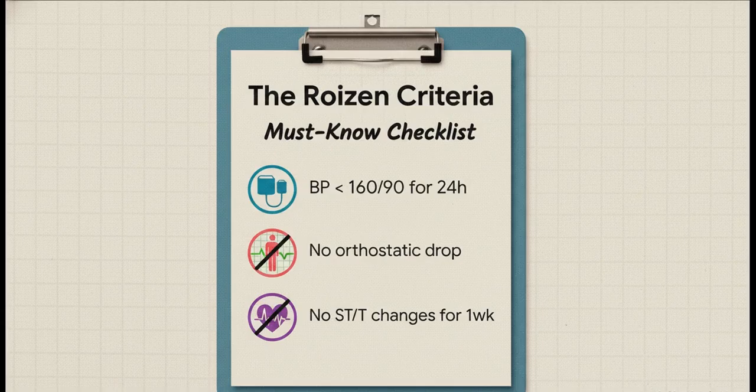We need to see blood pressure strictly less than 160/90 for the 24 hours prior. We need no orthostatic hypotension dropping below 80/50. There should be 0 ST or T wave changes for an entire week, and less than 5 PVCs per minute. Hitting all these marks proves your medical therapy is actually doing its job.